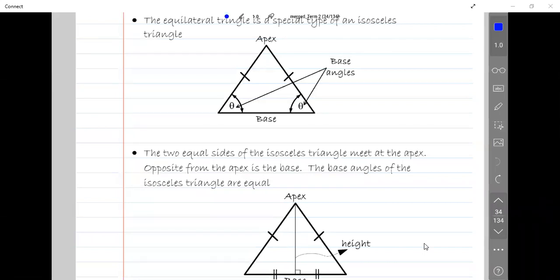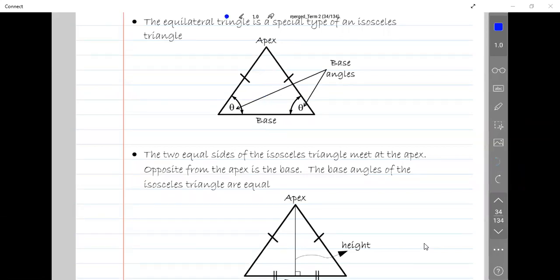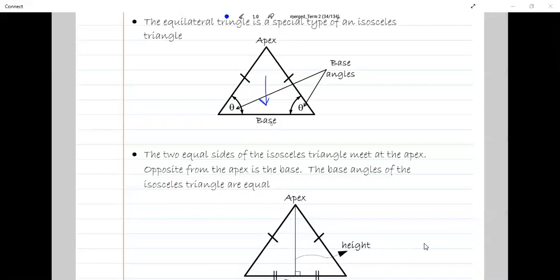Now, for an isosceles triangle, the two equal sides meet at the apex. Opposite from the apex is the base. Opposite means on the other side. The two base angles of an isosceles triangle are equal. So the two equal sides of an isosceles triangle meet at the apex. Opposite from the apex is the base. The two base angles of an isosceles triangle are equal.